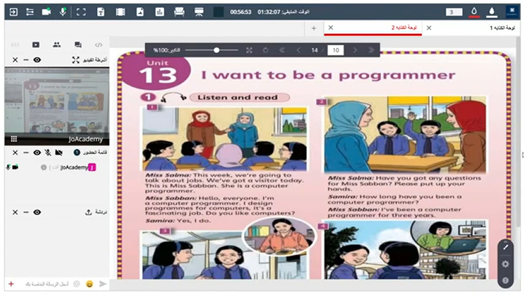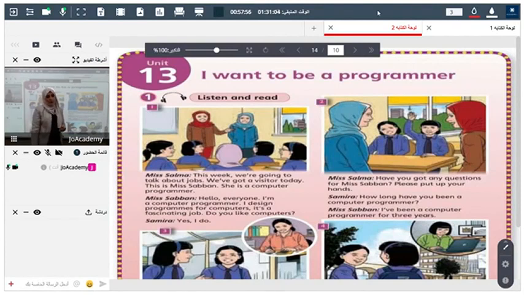4. What about you, Samira? What do you want to be? I want to be a computer programmer. I think that it's an important job. I really enjoyed Miss Saban's talk. It's the perfect job for you. You're very good at using a computer.